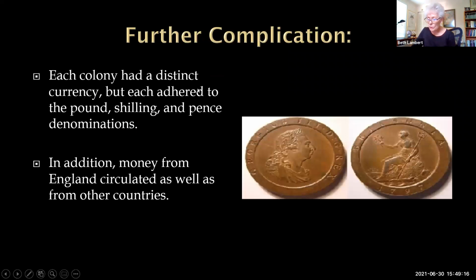The further complication was that every colony had distinct currency, but they adhered to the pound, shilling, and pence denominations. There were also in circulation at the time Spanish pieces of 8, coins that could be broken. You take a little piece to pay for one thing and you still have the rest of the coin. In addition, money from England circulated as well as that from other colonies.